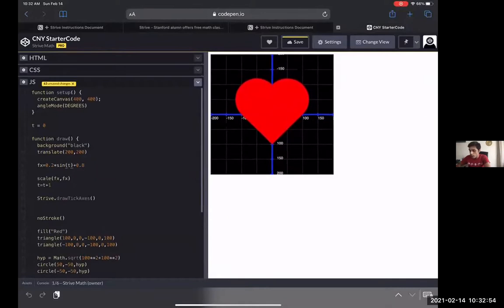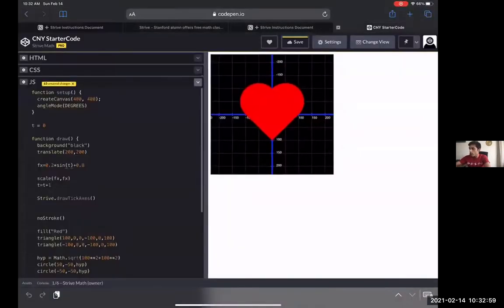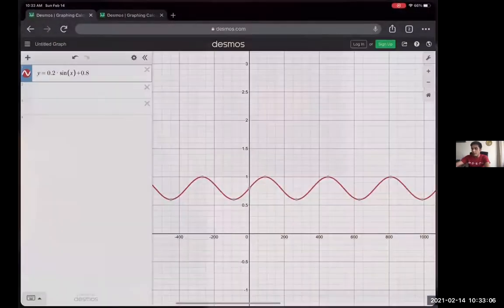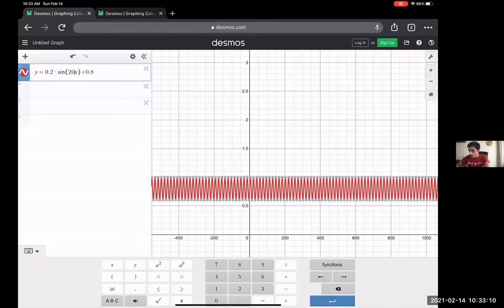So I will put, wait, what? Decrease K to increase beating. Okay, good. So let's put 20 times T. Let's see what happens here. Oh, before that, let me show you what happens in the function. Let's do 20 times T.